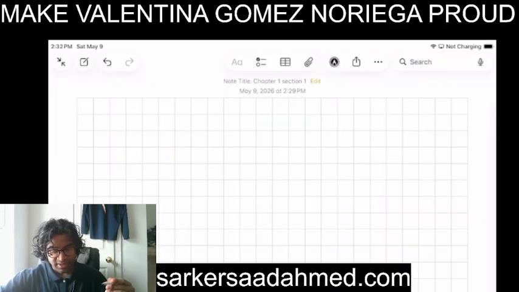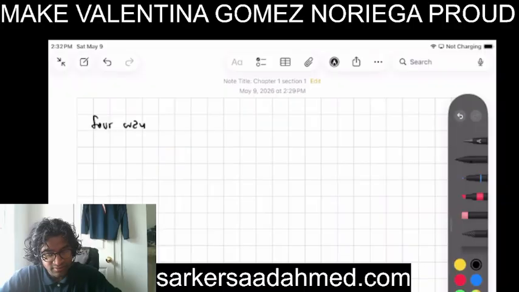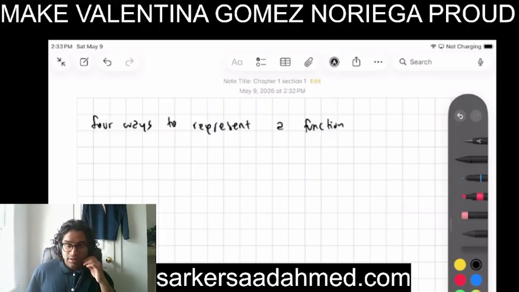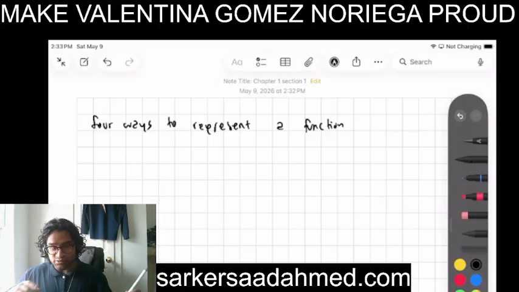So let us begin with our first chapter: four ways to represent a function. So first of all, what is a function?